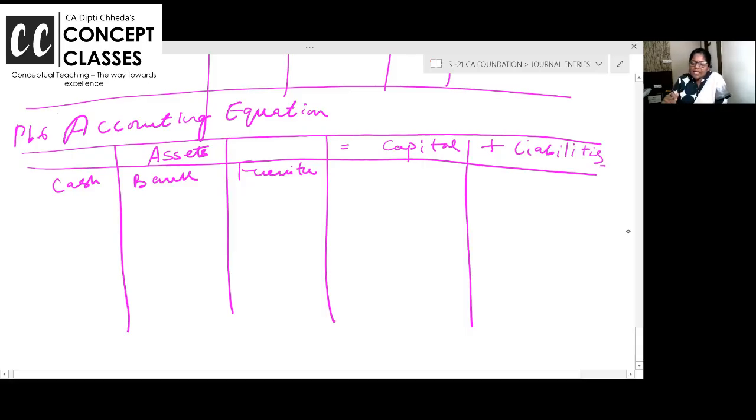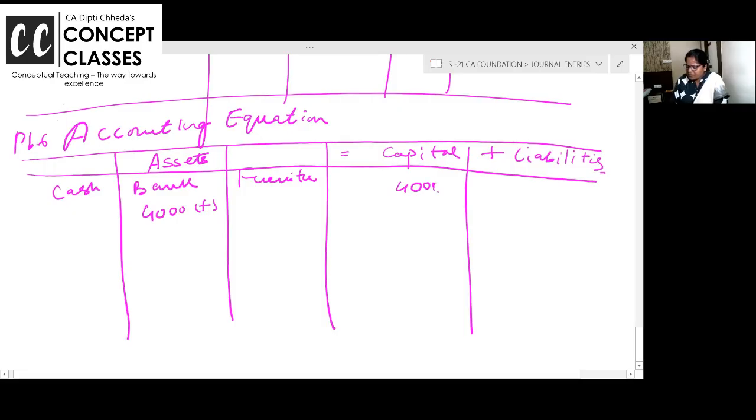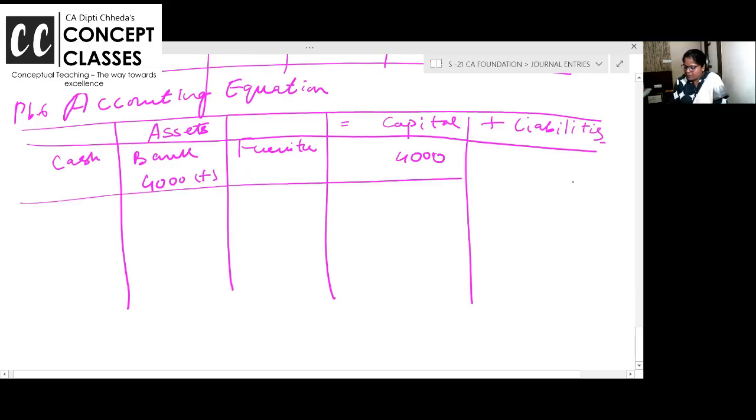Chalo. Let us start with the first transaction. I am reading loudly because I have closed the problem file. Sahil introduced capital through bank. So 4,000 rupees bank में बढ़ गया and 4,000 rupees he is getting as capital. So on the asset side, what is the bank balance? Bank में you deposited 4,000 and capital is also 4,000. Done. बाकी सब nil है.